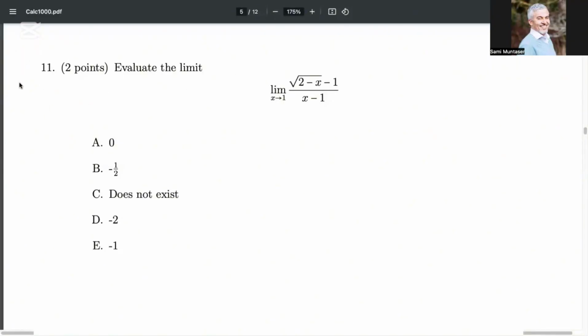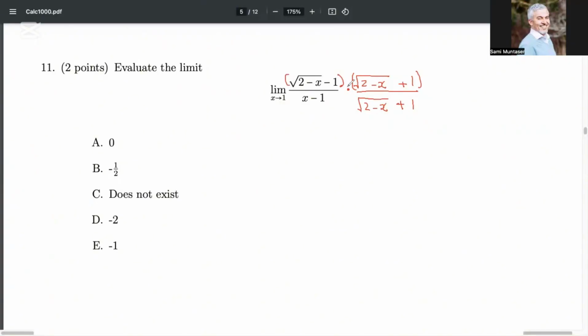And it's the conjugate of the numerator. The conjugate of the numerator is going to be multiply by the square root of 2 minus x plus 1. So you change this sign here, and that's what the conjugate is. But whatever you do to the top, you have to do to the bottom. And the reason is that you're basically multiplying by 1. And when you multiply anything by 1, it doesn't change it, but it changes the look of it.